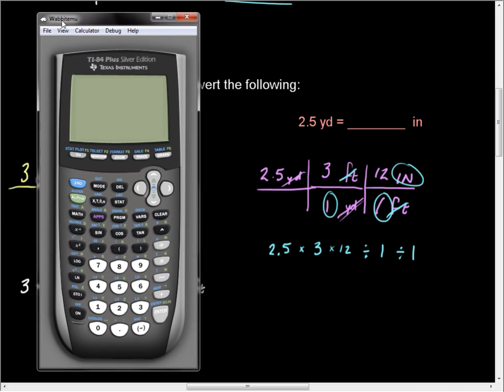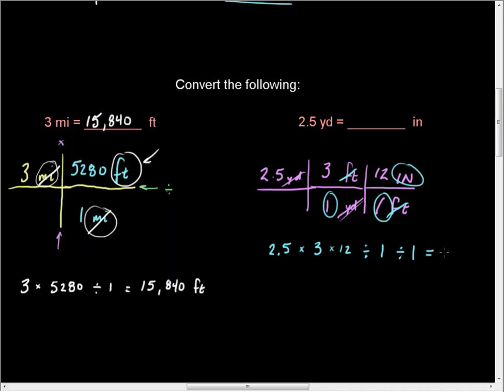And now, if you look, I can put this all in directly. And this is what I'm doing in a calculator off screen that you couldn't see. 2.5 times 3 times 12 divided by 1 divided by 1, and it is exactly that way. It makes it so nice when you have multiple numbers on top and bottom. So very easy. And so we're going to just put in, this is 90. And so my answer is 90 inches.